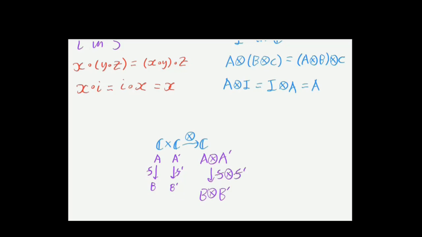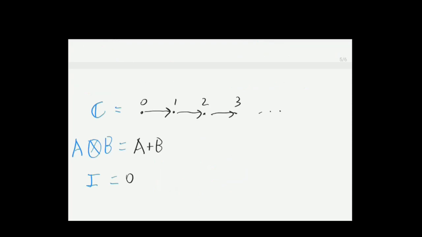So that's kind of how this functor works. And indeed it has to be a functor, so there are various things that follow from that. So let's have a look at a nice simple example of a symmetric monoidal category.